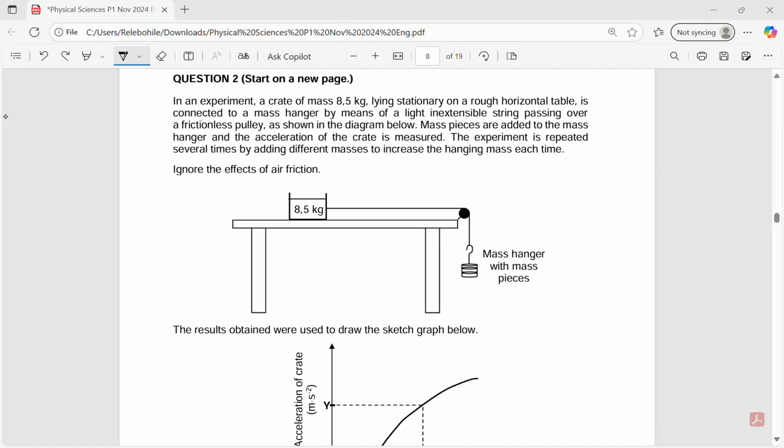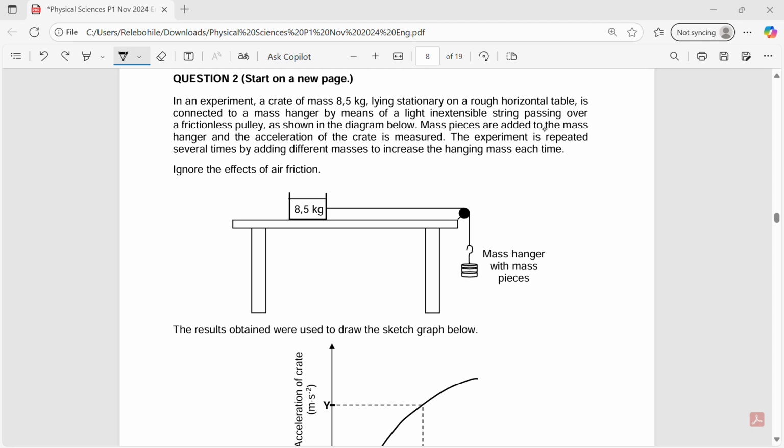So in this video we'll be looking at the November 2024 final exam question. This one is question 2, which has to do with Newton's laws. So let's get into it. It reads as follows: in an experiment, a crate of mass 8.5 kg lying stationary on a rough horizontal table is connected to a mass hanger by means of a light inextensible string passing over a frictionless pulley as shown in the diagram below.